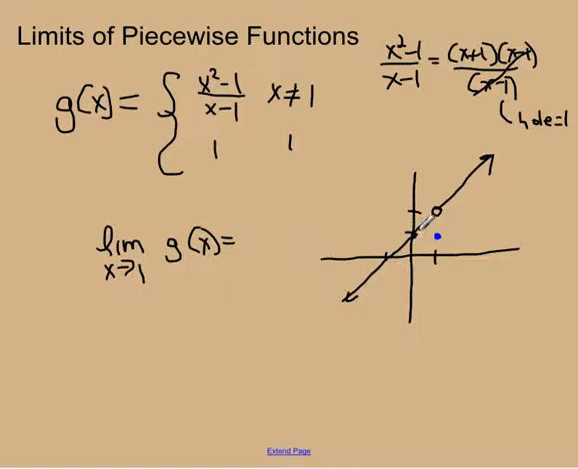Well, from the left, the intended height is 2. From the right, the intended height is 2. Now, if I were to ask you what g at 1 is, you would say g at 1 is 1. So you could say that these two are not equal to each other.